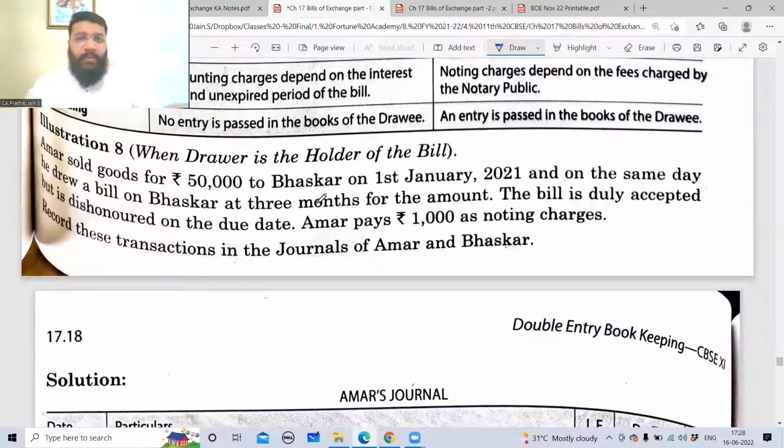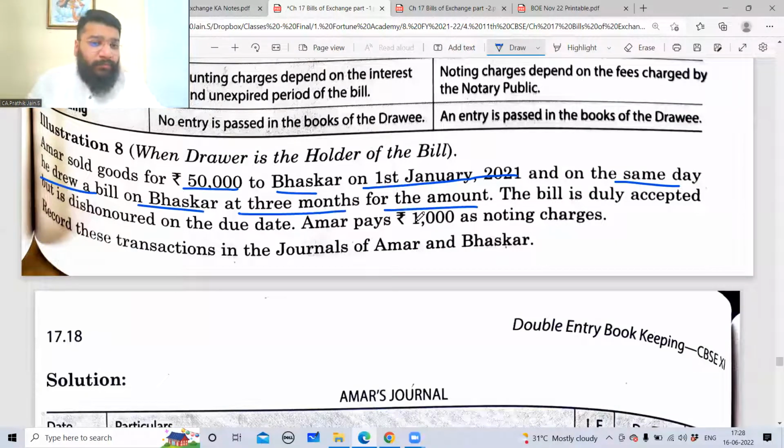Illustration 8. It says that Amar sold goods for rupees 50,000 to Bhaskar on 1st Jan 2021. And on the same day, he drew a bill on Bhaskar at 3 months for the amount. So guys, what is the term of the bill? 3 months. Have they mentioned whether it is after date, after sight, at sight? Nothing is mentioned. So it is always after date. The bill is duly accepted, but dishonored on the due date, which means the payment did not happen as promised on the due date. Amar pays 1,000 as noting charges.